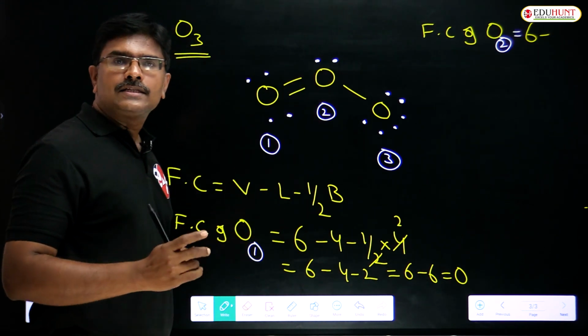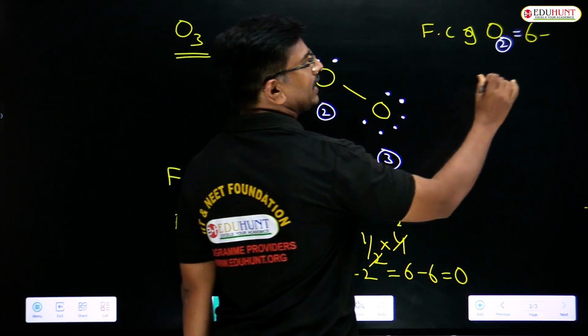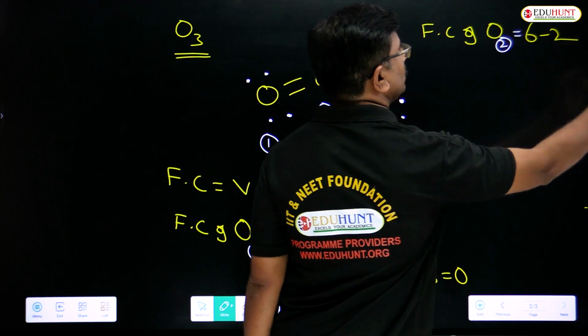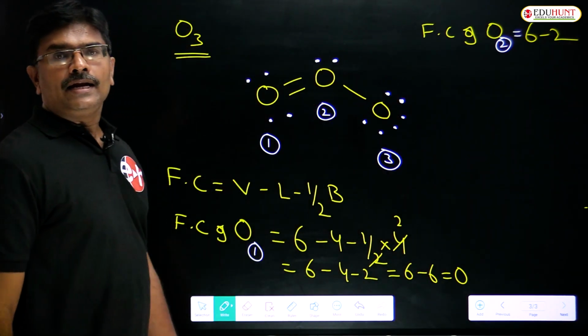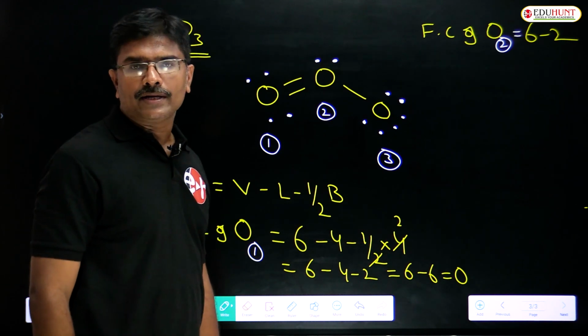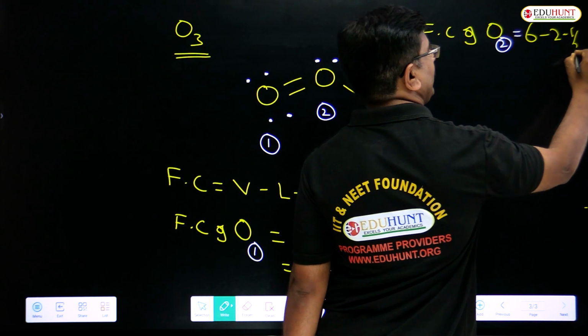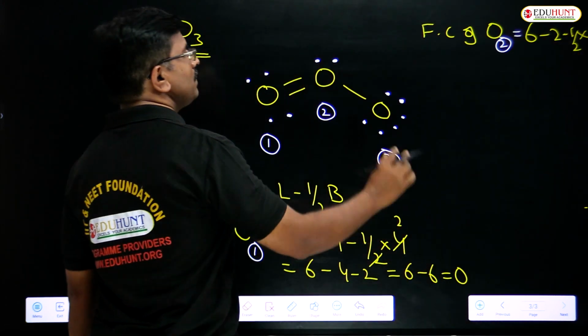Lone pair consists of 2 electrons. One lone pair, 2 electrons. So the number of electrons in lone pairs are how many? 2, right? Next, we have to substitute the number of electrons in bond pairs in this formula. You know this: minus half into number of electrons in bond pairs.